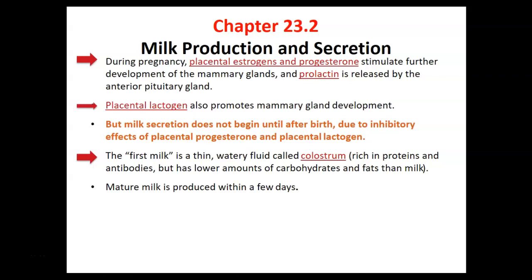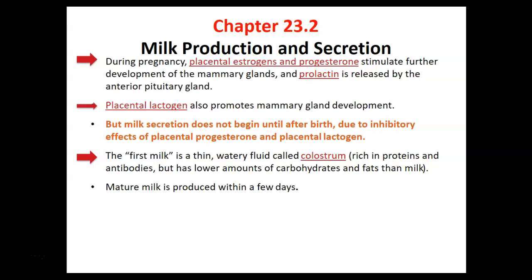And then prolactin is another hormone that begins to be released by the anterior pituitary gland. Prolactin is really important for milk production, but milk expulsion out of the body is driven by a hormone called oxytocin.